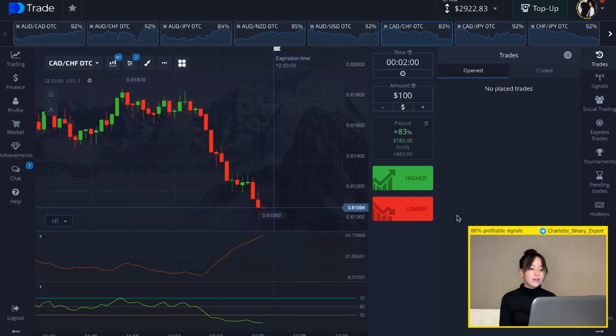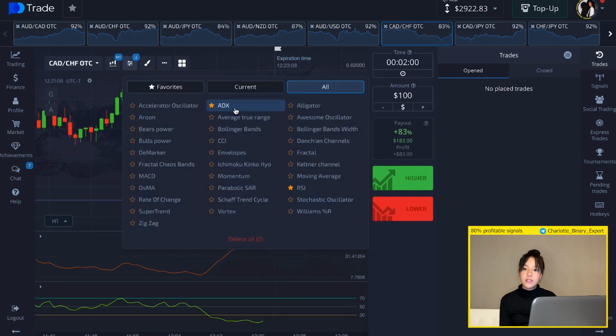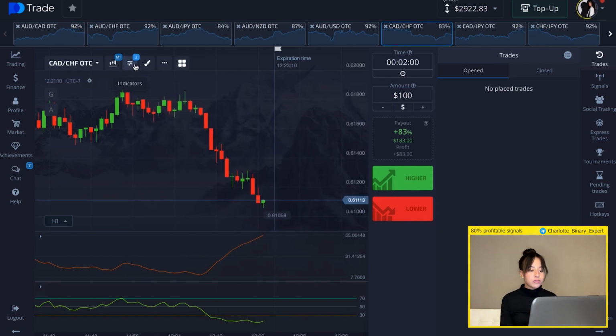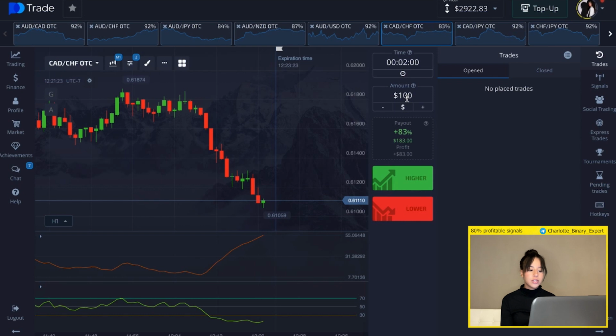So let's figure out what's the essence of this strategy. First, you need to add two indicators to your chart. They are the RSI indicator and the ADX indicator. I have already added and configured them. Next, we set the deal time to 2 minutes. And for the deal price, you can put between 1 and 10% depending on what kind of risk on the deal you want to see for yourself.